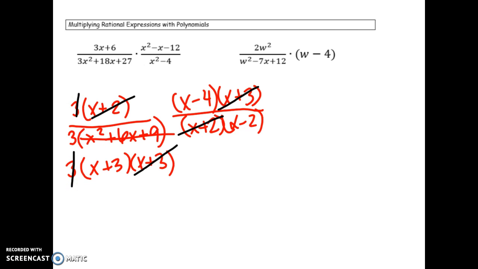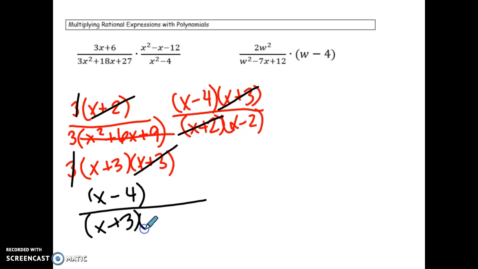So what am I even left with? On the top, I've got x minus 4. On the bottom, I've got x plus 3 and x minus 2. Now, you could go back and factor this all out, but I'm going to have you just stop right there, okay?